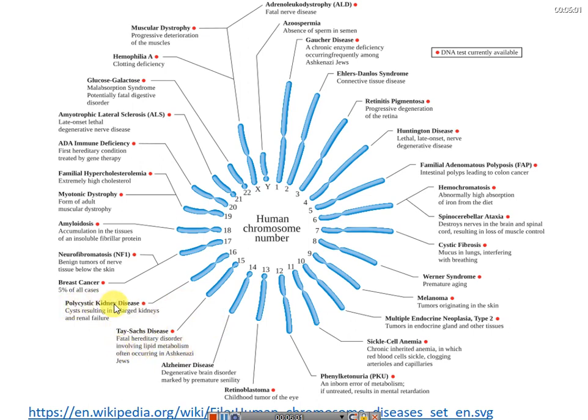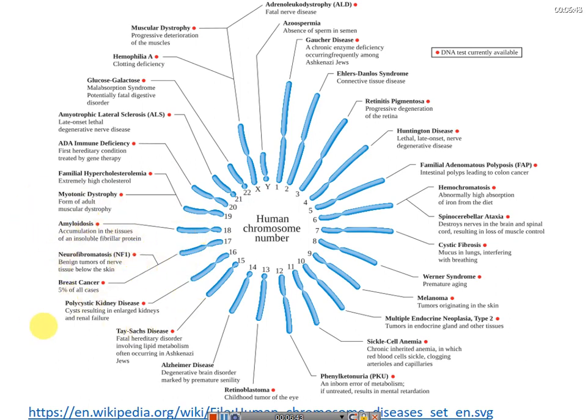And polycystic kidney disease results in formation of cysts that enlarge the kidneys and result in renal failure. Breast cancer, in 5% of all cases, is also regulated by genetic factors. Then there is neurofibromatosis type 1, where benign tumors in the nerve tissue below the skin occur. And then amyloidosis is there. This is also a genetic disorder where accumulation of insoluble fibrillar protein occurs in the tissues.